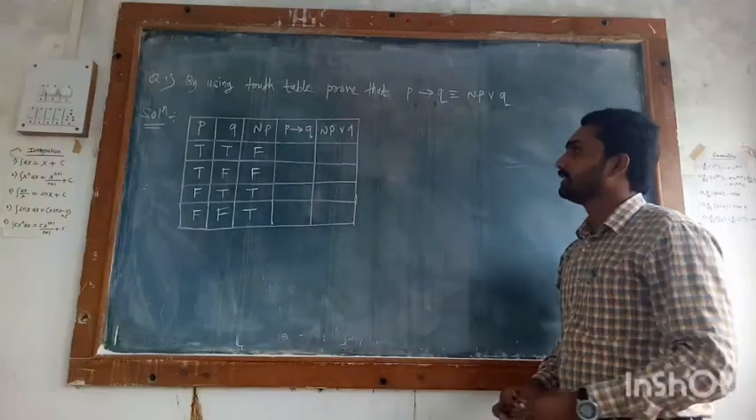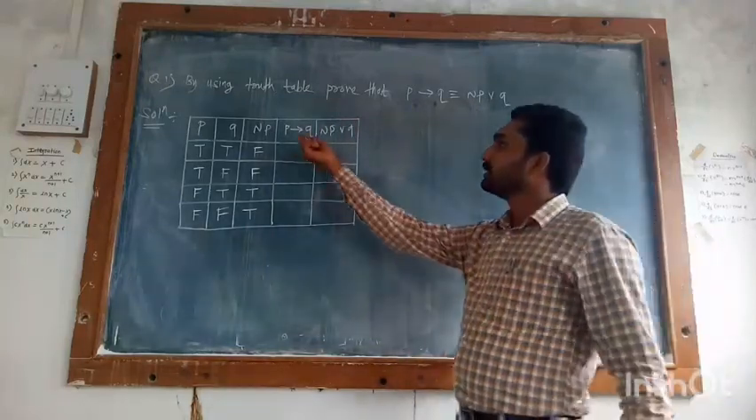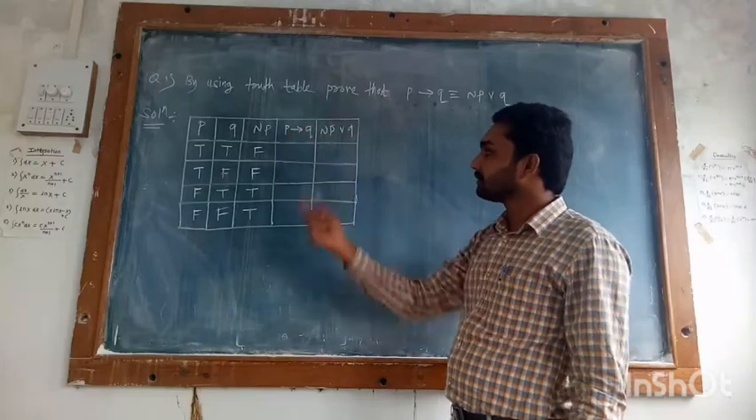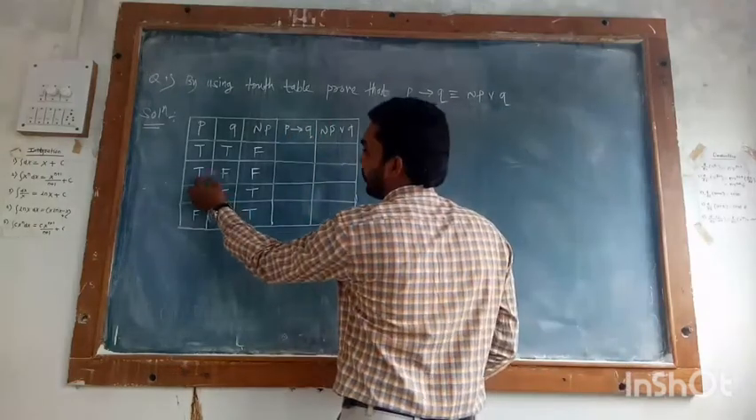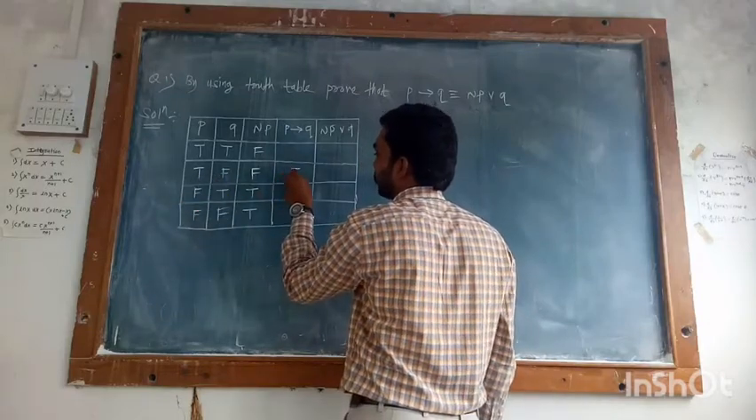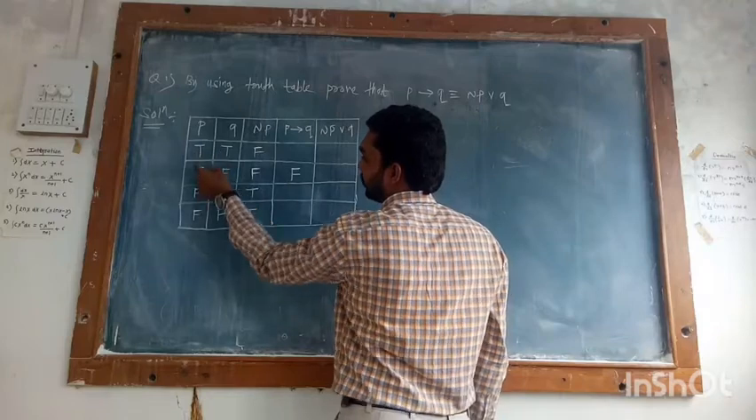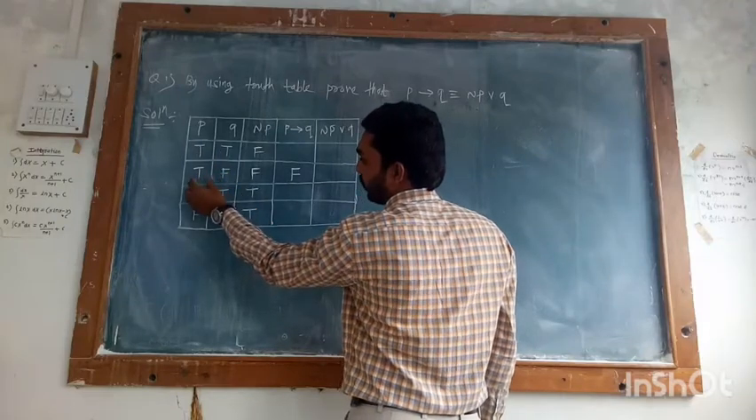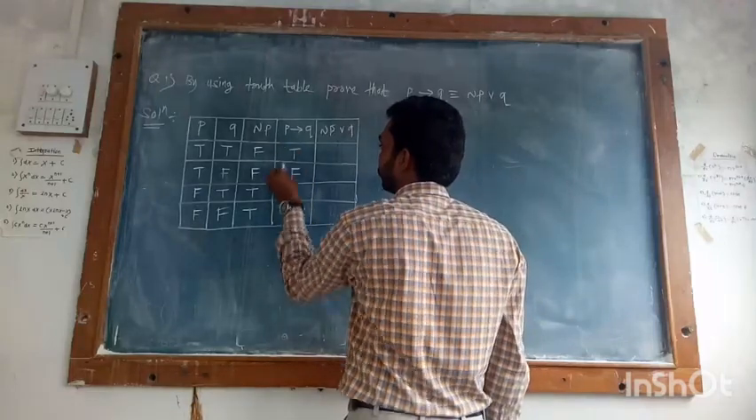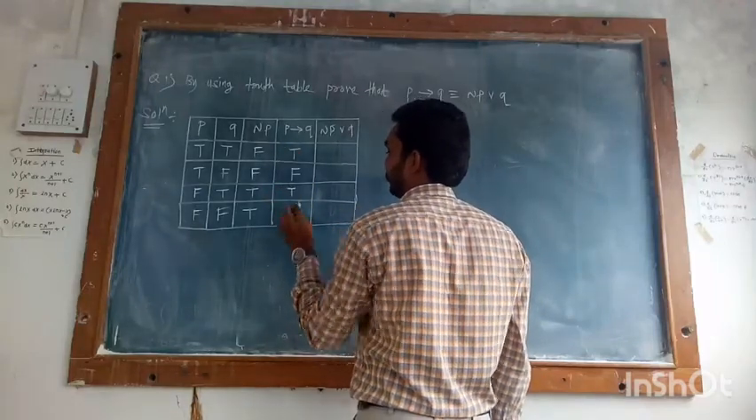So we have to recall the definition of the conditional statement. In the conditional statement, P implies Q, the value of TF is F. So we have to check where TF occurs. TF is only in the second row, so its value is F. In all other cases, the value becomes T.